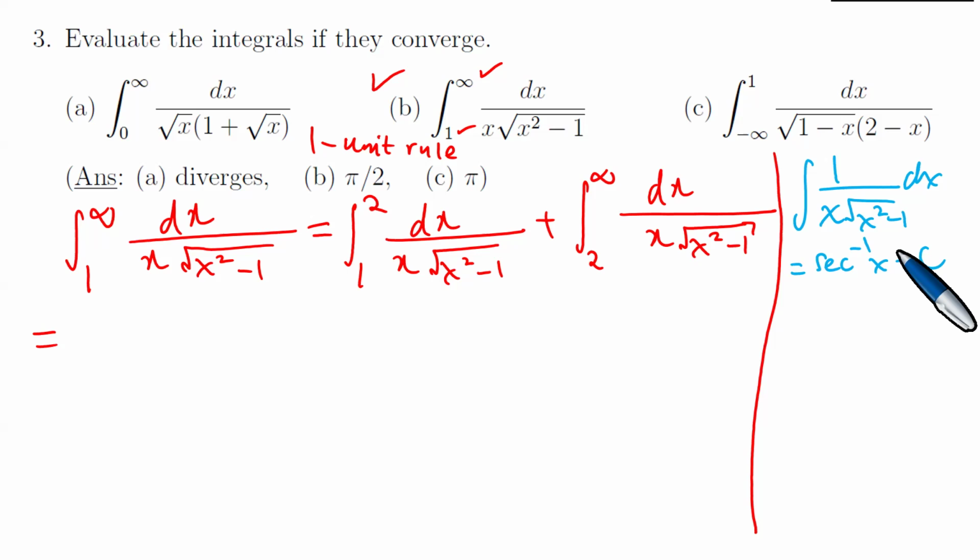There are some formulas that I want to cite. This one is the arcsecant. If you have a couple of other integrals, I want to give you other formulas here that you need to know. So this is going to be the arcsecant, but I want to cite another formula.